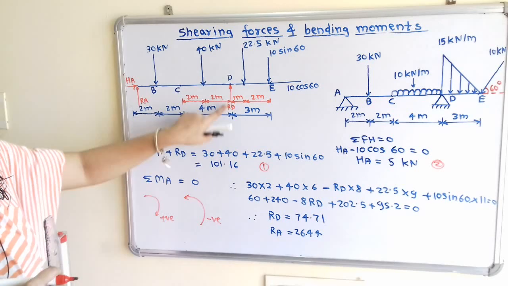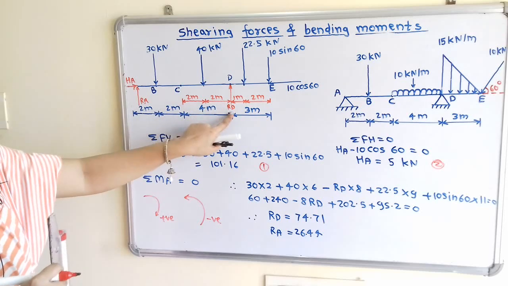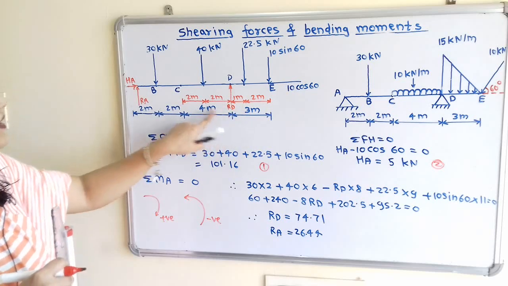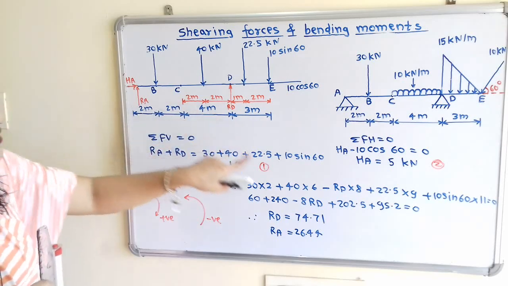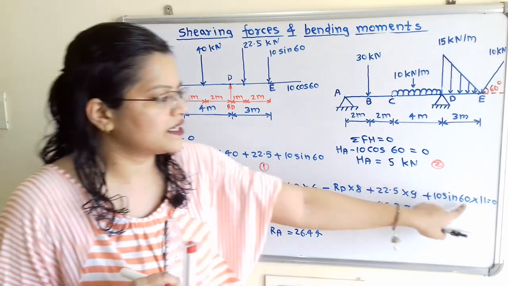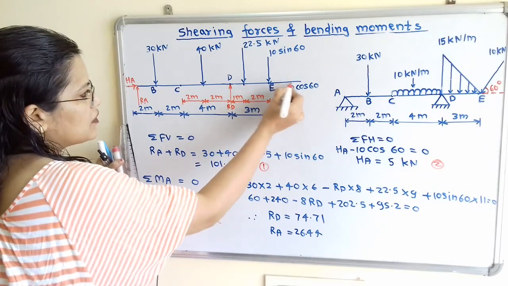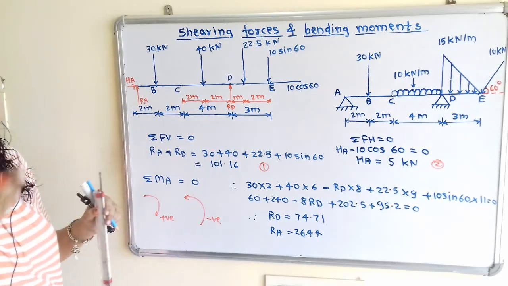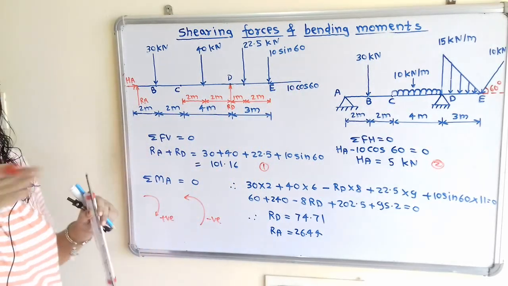Then RD is in anti-clockwise direction about point A, so minus RD multiplied by this distance, that is 8, plus 22.5 multiplied by this distance, which is in clockwise direction, total distance is 9. Then 10 sin 60 multiplied by this distance, that is 11, is equal to 0. Now what about this 10 cos 60? If we extend the line of action of force, it is passing through A. That means distance is equal to 0, so the moment about A for this component is also equal to 0.